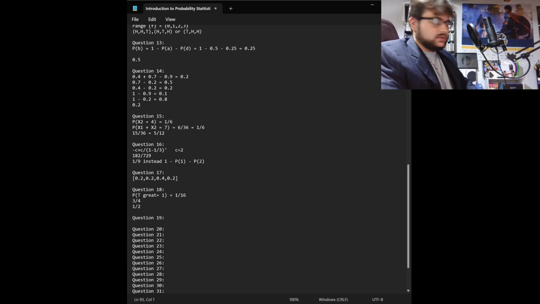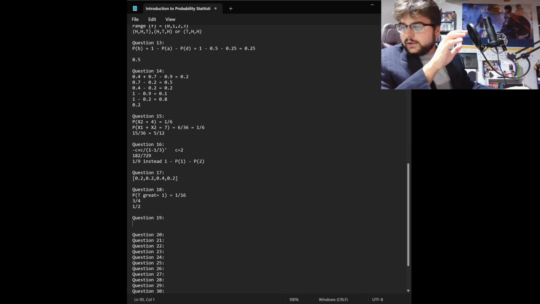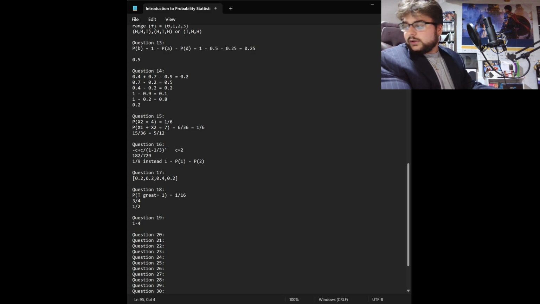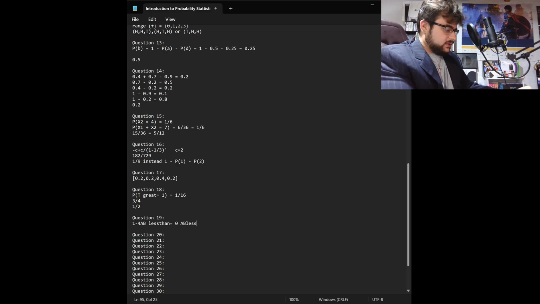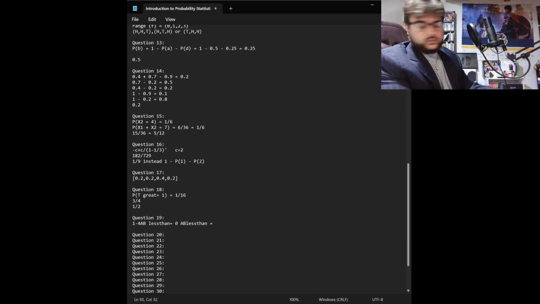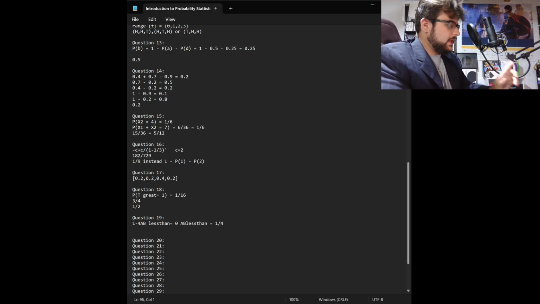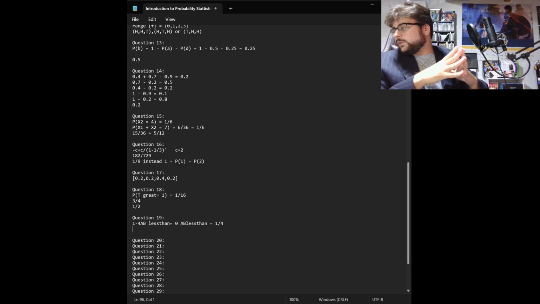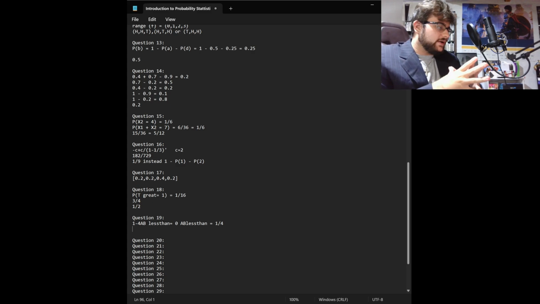Let me do this. So, first, there's two questions. What is the probability? Well, the probability is 1 for AB less than or equal to 0, or AB is less than 1 over 4. But now it's asking if there's real solutions. And to get the real solutions, you just have to find the area.